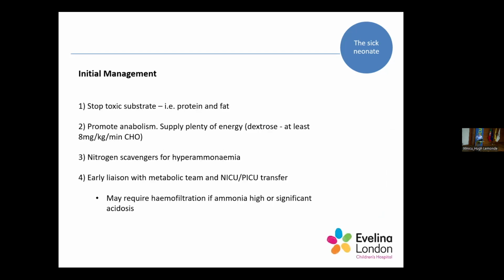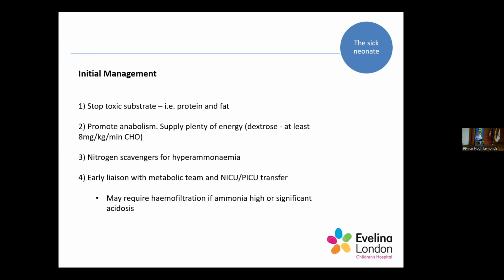So I'm not going to talk much about the management, because a key thing is recognition. But the basic steps to initial management of all these children is firstly to stop the toxic substrate going in. So from the point of view of the organic acidemias and urea cycle defects, that's stopping protein. From the fat oxidations, that's stopping fat. These children often aren't being fed because they're very sick. So that's not often a problem, but if it's recognized early when they're still feeding, that's very important.